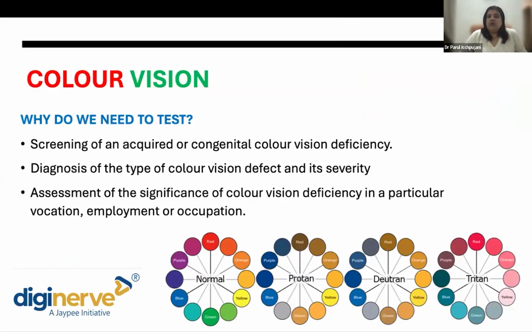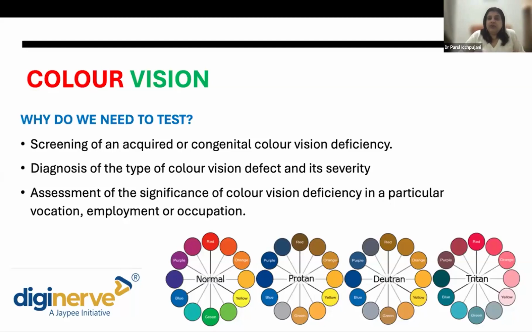So coming to color vision, why do we need to test color vision? Now, many of us are born with congenital color vision deficiency. We are not able to differentiate between red and green. For us, if we are red or green colorblind, red would mean something different than what a color abled person would be able to perceive. So they have their own red, they have their own green.